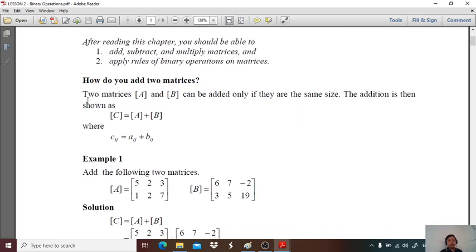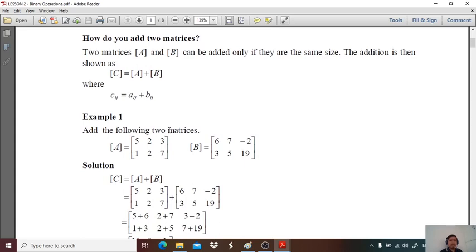The condition here is that two matrices A and B can only be added if they are the same size, meaning the size of A is equal to the size of B. Let's say A is 2 by 2, then B is also 2 by 2. If A is 4 by 4, B is 4 by 4. A is 2 by 5, so B is 2 by 5. And the resulting matrix is also the same size.